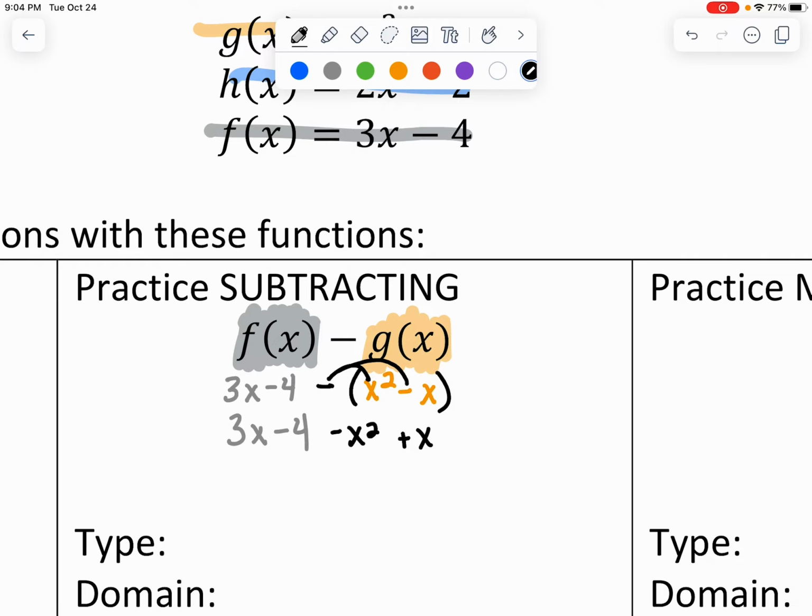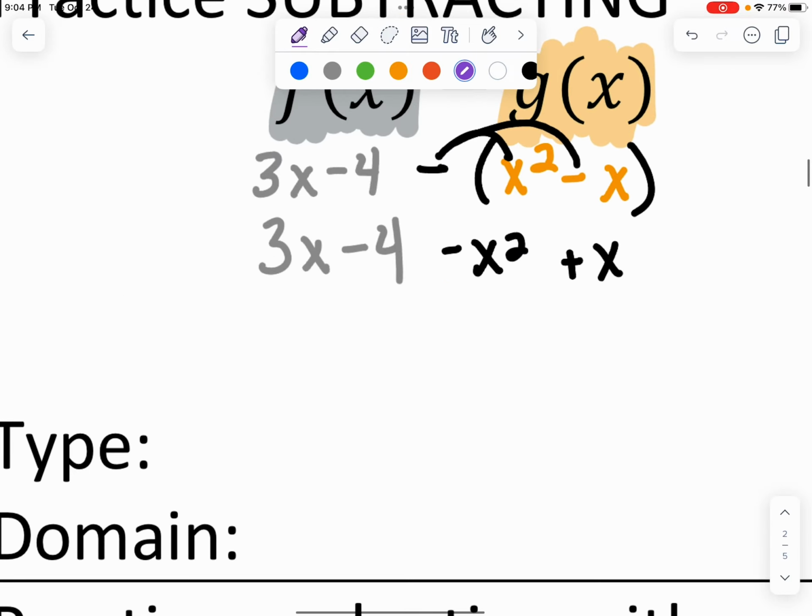Now put that in standard form. Okay, so can you do negative x squared first? That goes first. Negative x squared plus 4x, combining the terms, minus 4.